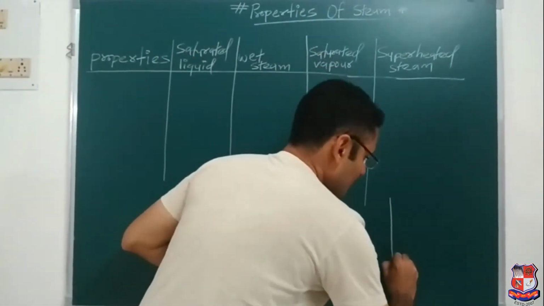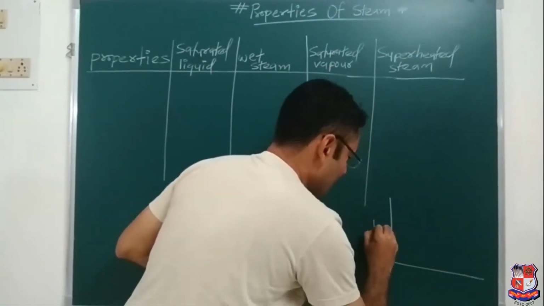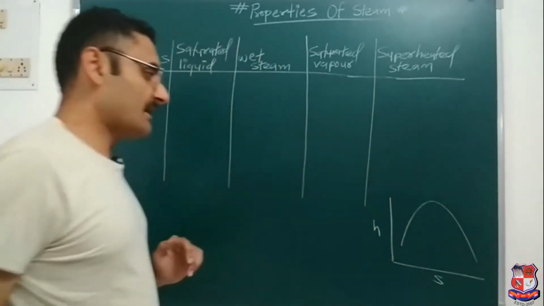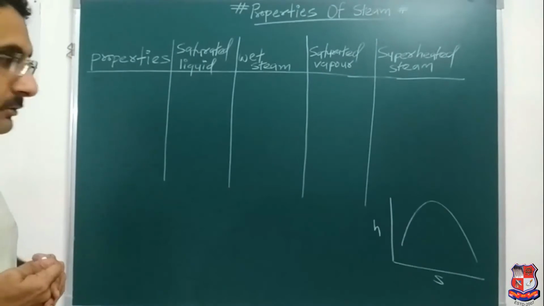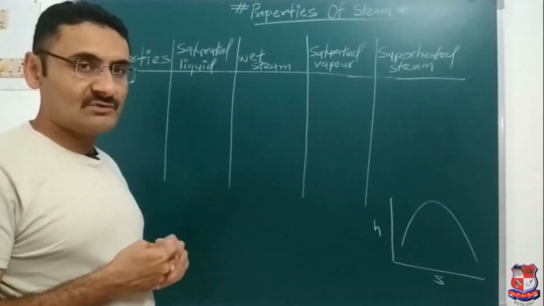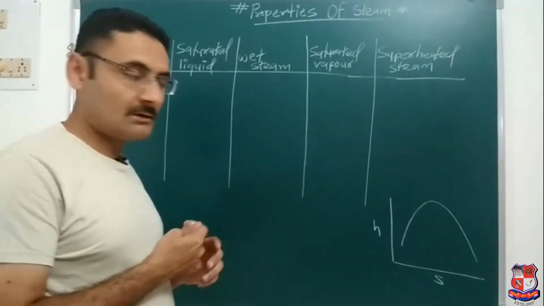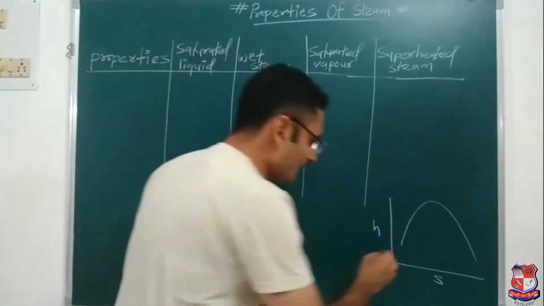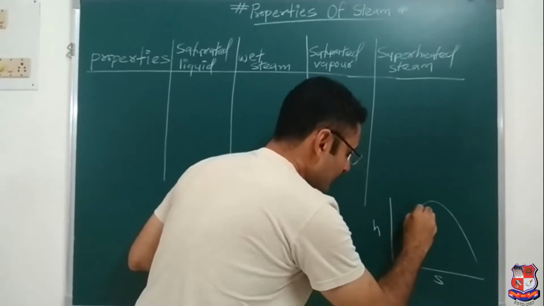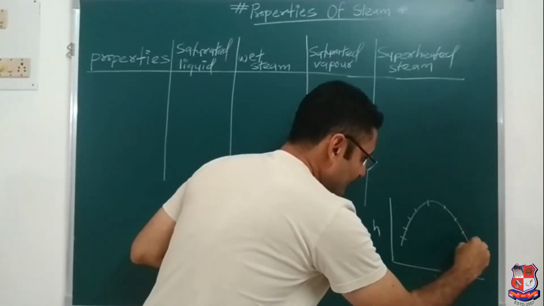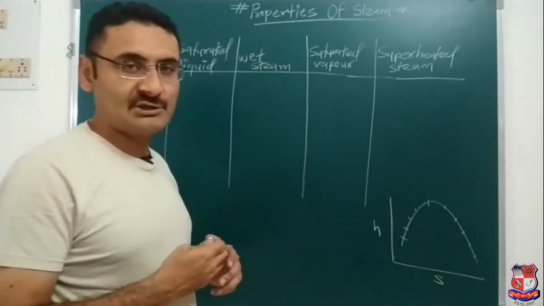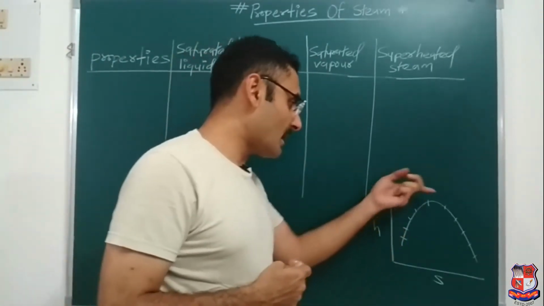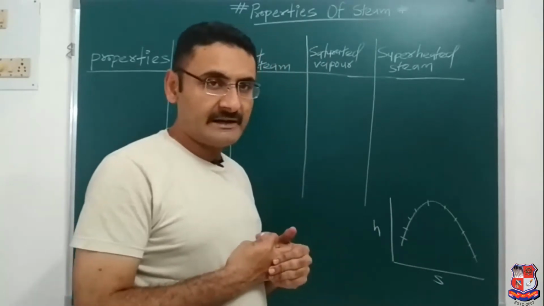For that purpose I will draw one HS diagram or TS diagram, you can say. Over here I will draw one saturation curve. Now saturation curve means what? It is such a curve which passes through all the saturated points. That means over here so many points are there, and these points are known as saturated points. Saturation curve means a curve which will pass through all the saturated points.